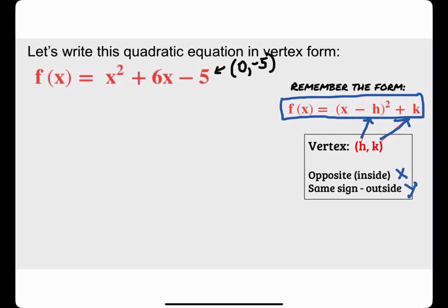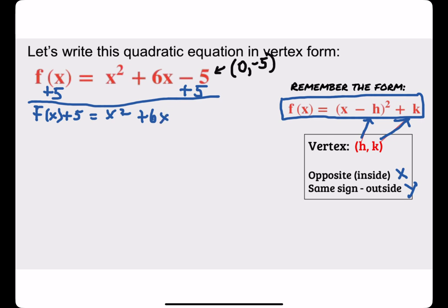But how do I convert standard form to vertex form? Well, I do it in much the same way I completed the square. So I want to get rid of this -5 because it's not the perfect square that I'm looking for that works with the 6x. So this becomes f of x plus 5 equals x squared plus 6x, and now I put in my own perfect square plus blank.